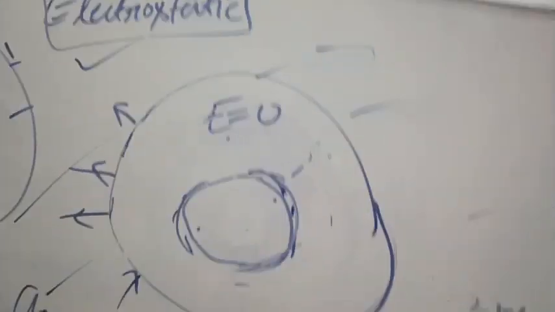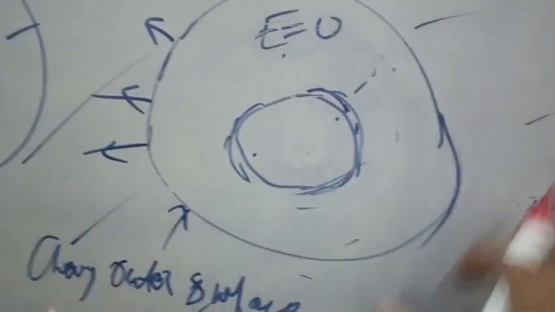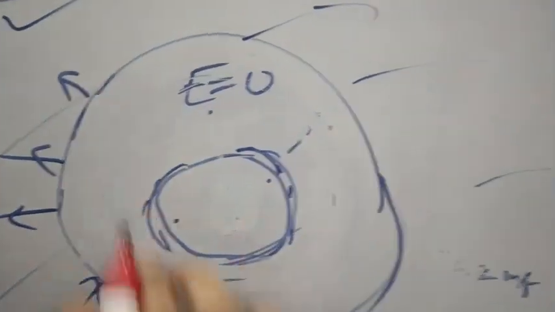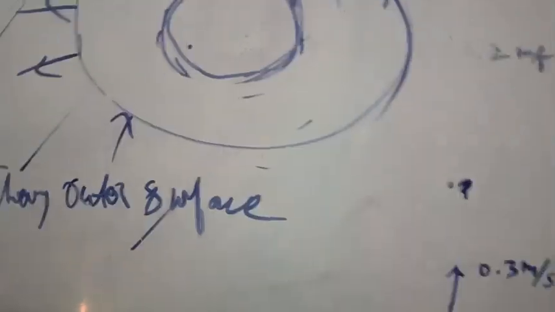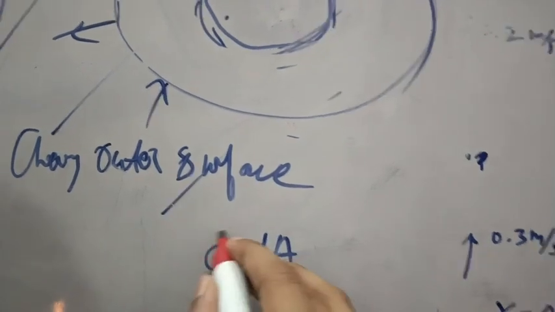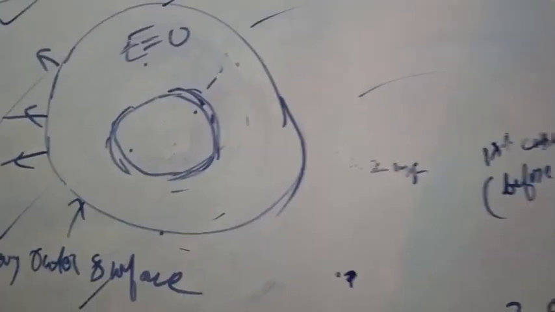So both fields get cancelled out, and the net resultant electric field is zero in this region. And similarly it would happen here. But let's say there is some charge produced on the surface, but initially it was neutral, so there would be no net charge on the surface. So if I take the sigma dA summation on the surface, it would become 0 because the total charge on the surface would be 0.